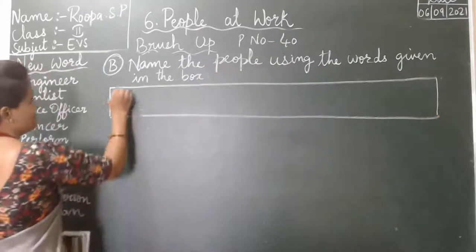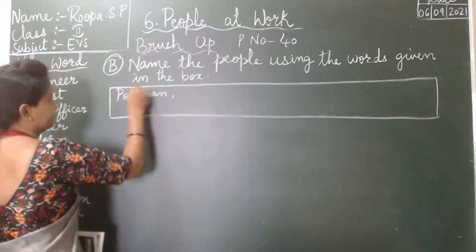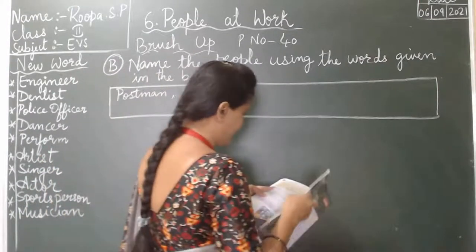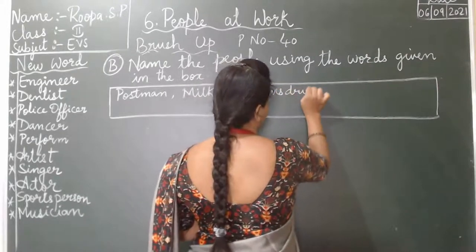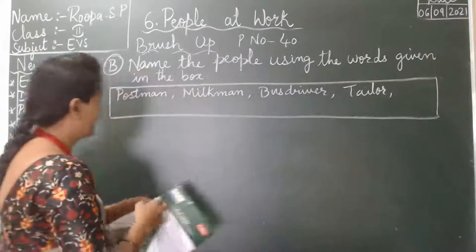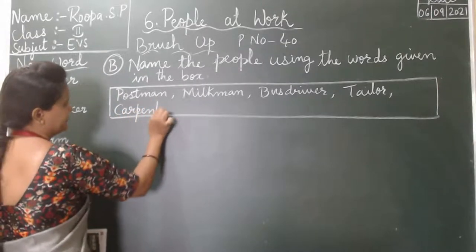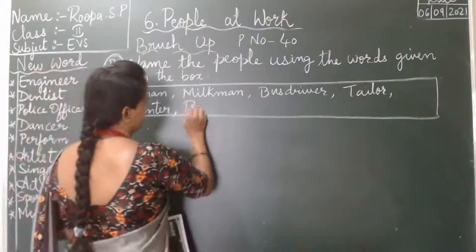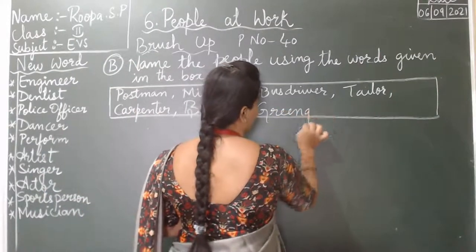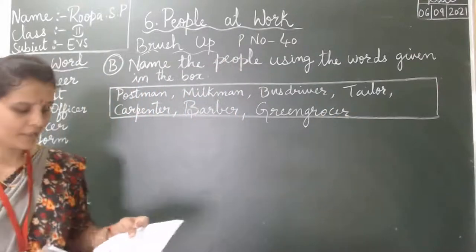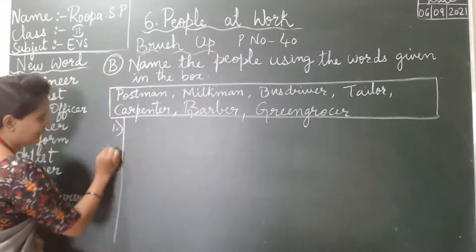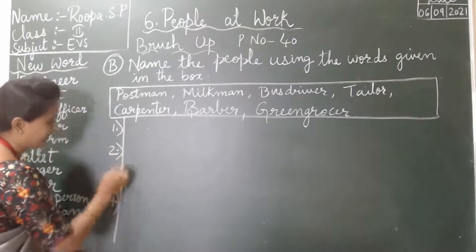Yes, first is written postman. The next, milkman. Postman, milkman, bus driver, tailor, carpenter, barber, and last, green grocer. So these are the names of the people, children. You have to look at the picture and name them in the blank. Beside them they have given blanks also, no? Can you see there? So you have to fill that blank.